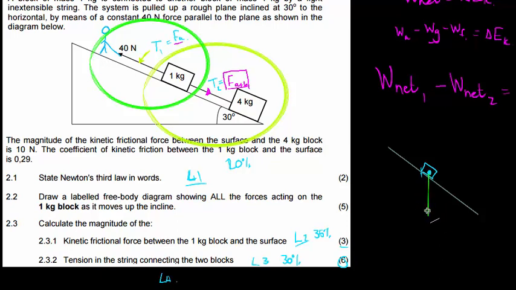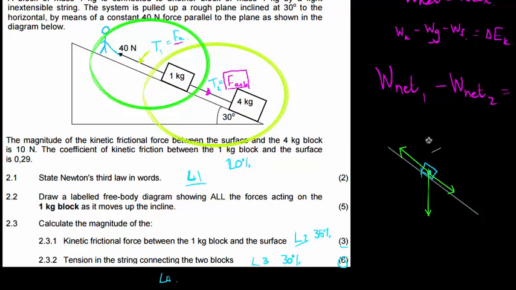Okay, what else? Force applied. Force applied, in this case, is upwards. Up the incline. Yeah. And then frictional force, the opposite. Frictional force will always be opposite. And then normal force also. Yeah, perpendicular to the surface.